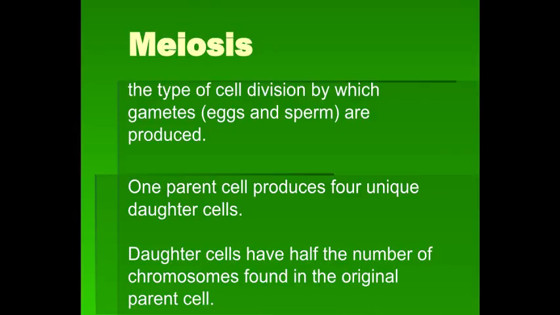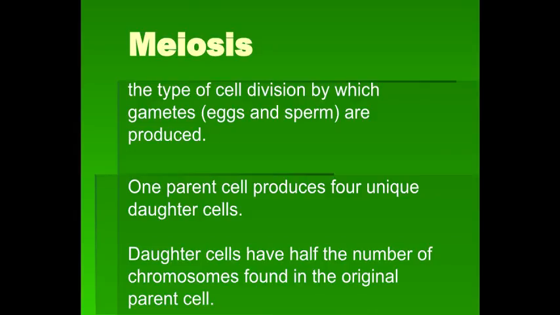So with meiosis, we have one parent cell producing four unique daughter cells. When we looked at mitosis before, we had one parent cell that was creating two identical daughter cells. Here, we're producing something that's unique. Daughter cells have half the number of chromosomes found in the original parent cell. So these are not identical because they don't have the same amount of genetic material as their original parent cell.